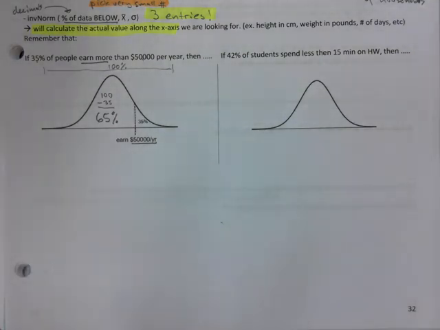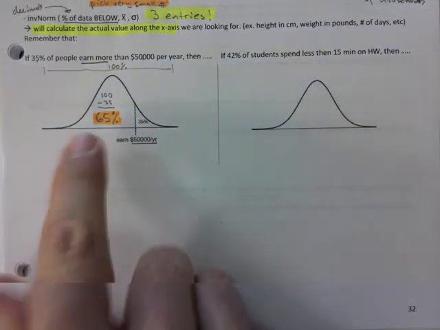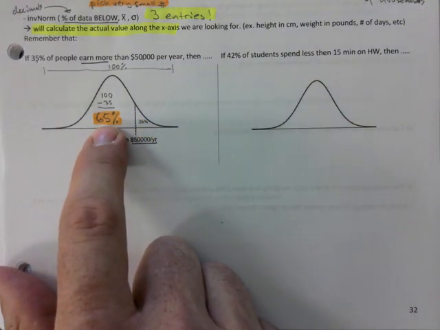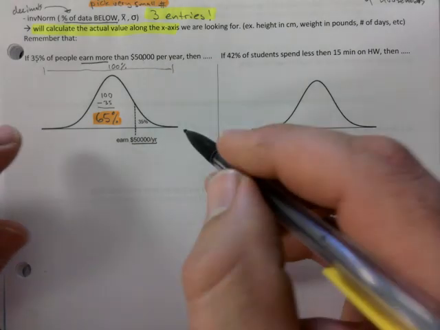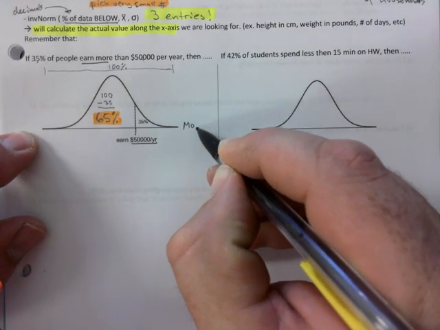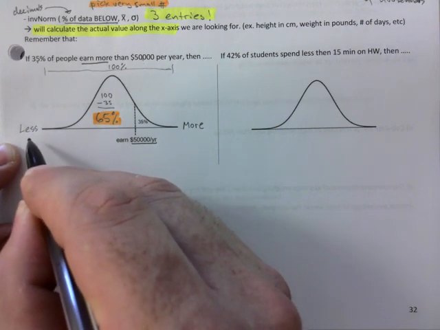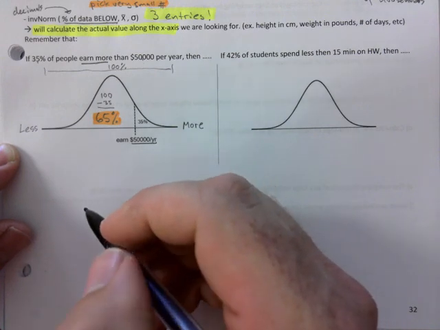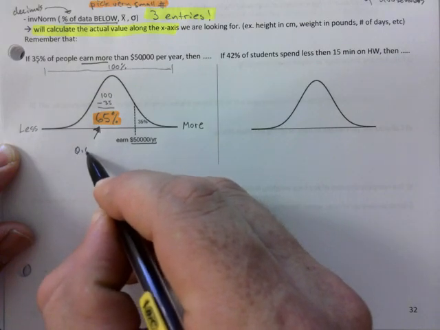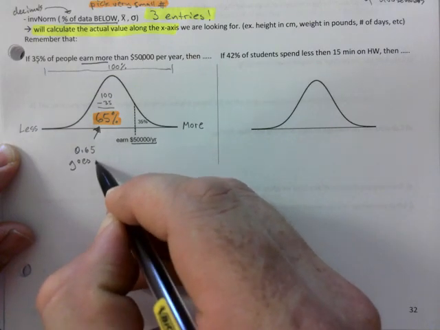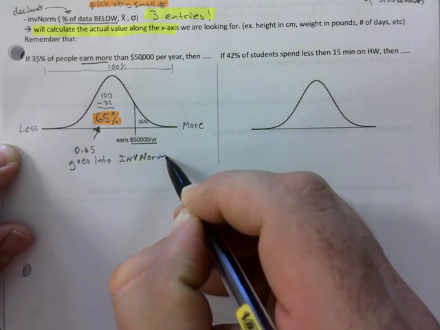And this is the value we're after. This is the percentage. You always want to find the percentage to the left of the curve. So I also need you to know that this would be earning more, and if you were to go to the left, you'd be earning less, right? More, less in this case. So this is the value we need for inverse norm. 0.65 goes into inverse norm. Okay.